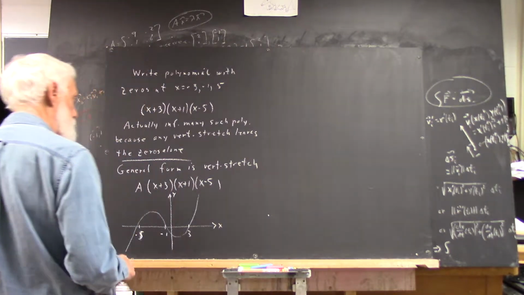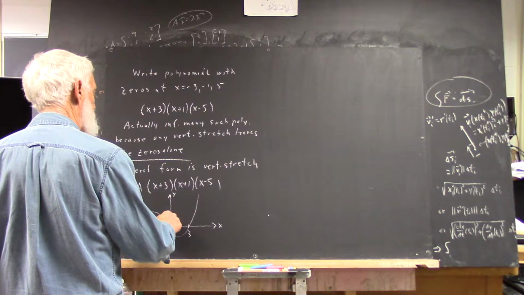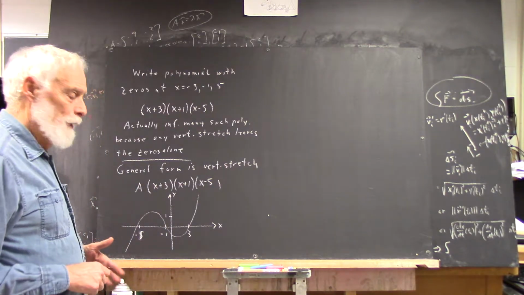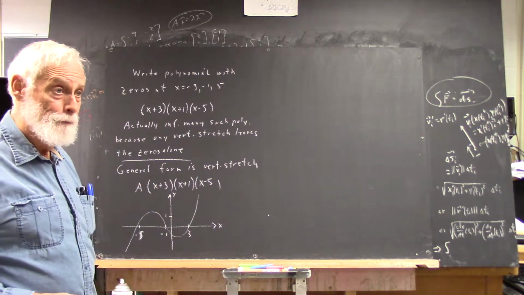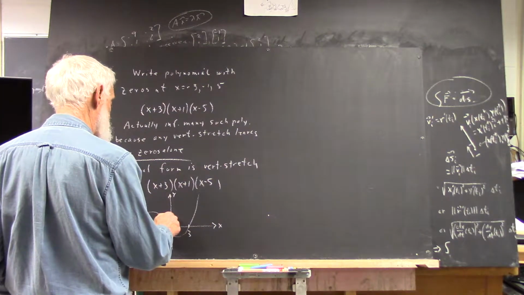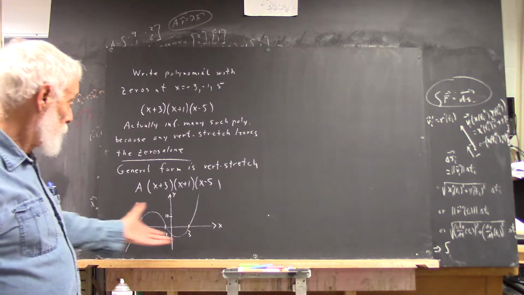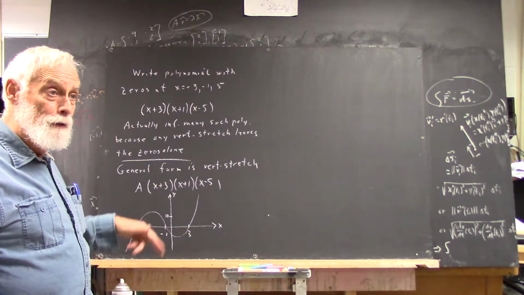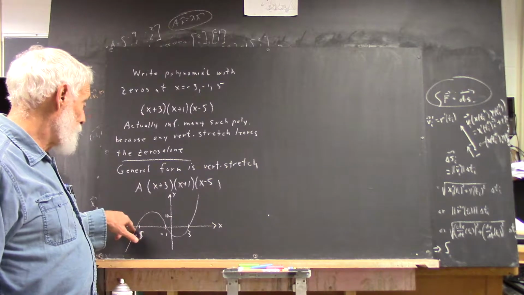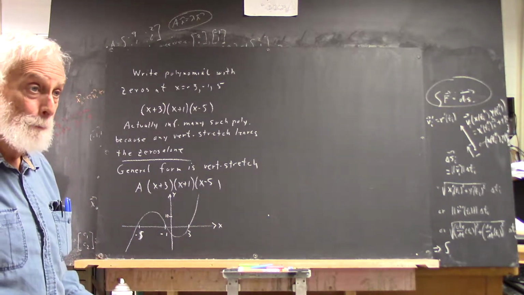So if this mark here is 1, it's a perfectly good graph. If this mark is 10, it's still a perfectly good graph. It has the same shape. That's supposed to go through the zeros, and I kind of missed here and here. I came a little close to there. You understand what I'm supposed to have done, right?